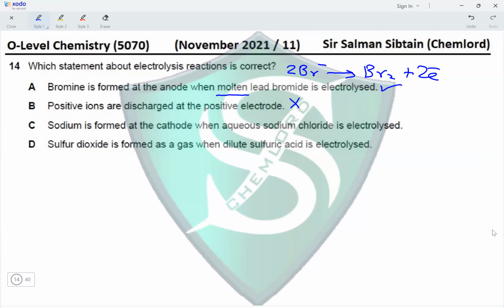Sodium is formed at the cathode when aqueous sodium chloride is electrolyzed. No, sodium is never discharged. Hydrogen gas is discharged. Sulfur dioxide is formed as a gas when dilute sulfuric acid is electrolyzed. No, when dilute sulfuric acid is electrolyzed, the cathode would have production of hydrogen gas and the anode would have production of oxygen gas. SO2 would not be produced at either electrode. So this makes option A the correct option for this question.